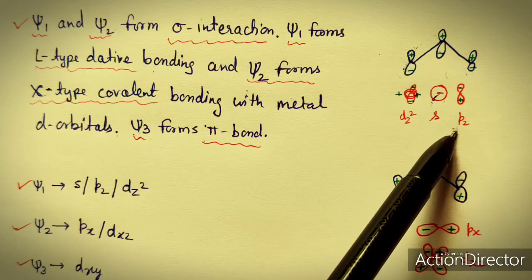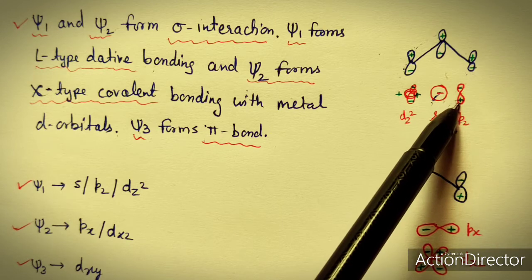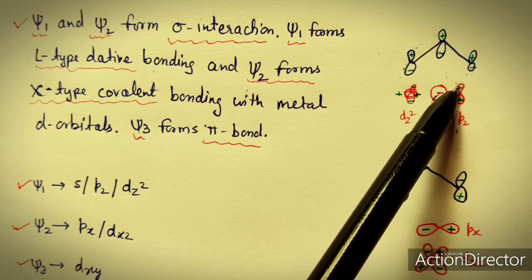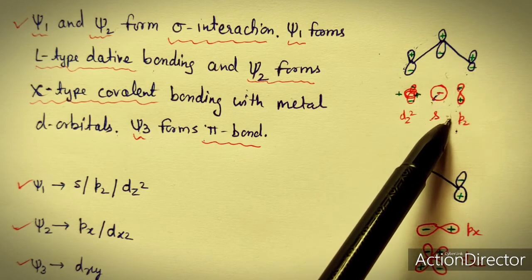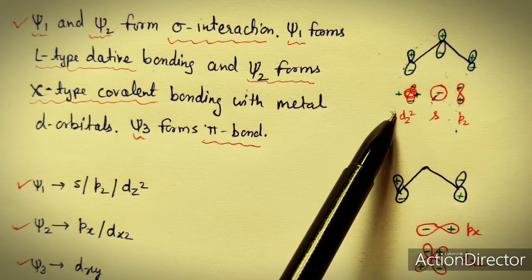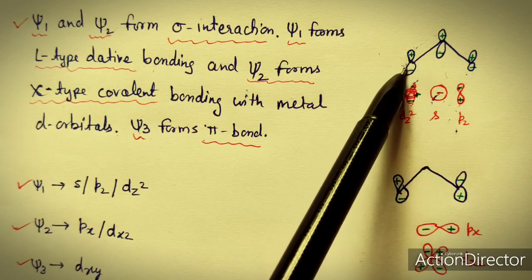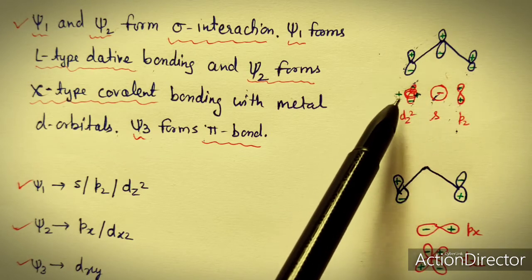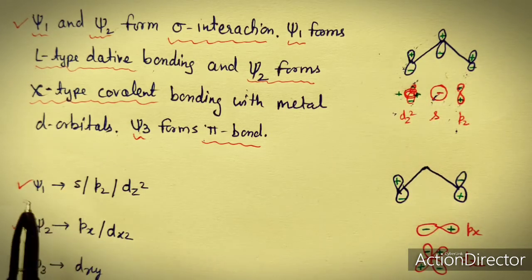Now this is the pz orbital, and you can see that this is the minus sign and this is the plus sign. So you can see there may be overlap, that is minus minus, so minus minus overlap may be possible. And in the case of dz square, this is minus and this is minus, and in between there is a positive sign, so this minus, this minus, this minus, this minus can combine with this ligand orbital, which is psi 1.